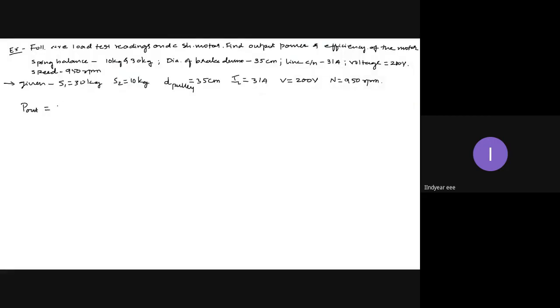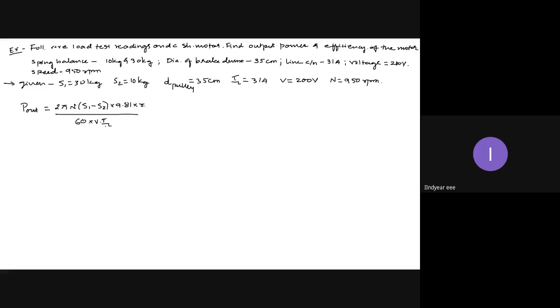It is 2 pi N into S1 minus S2. Here I will specifically take S1 minus S2 because I know S1 and S2, into 9.81 into R, divided by 60, into V into I. On the RHS, we know N, S1, S2, V and IL, but we don't know R directly. But we have the diameter of the pulley.